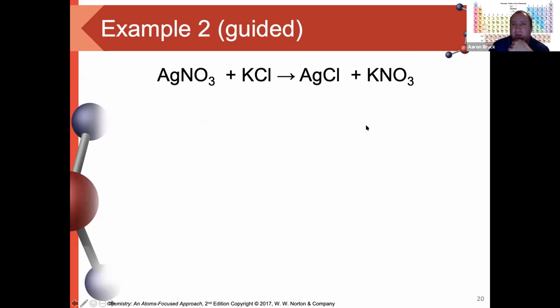All right, let's do another example here. I've got silver nitrate reacting with potassium chloride to make silver chloride and potassium nitrate. So again, I start by looking at the solubility rules and classifying these. All of these are salts, none of these are acids or bases. This one has a nitrate, so it is a soluble salt. This one has an alkali metal, potassium, so it's a soluble salt. Chlorides are usually soluble, but silver is one of the exceptions. So that's an insoluble salt. And potassium and nitrate are always soluble, so that's a soluble salt as well.